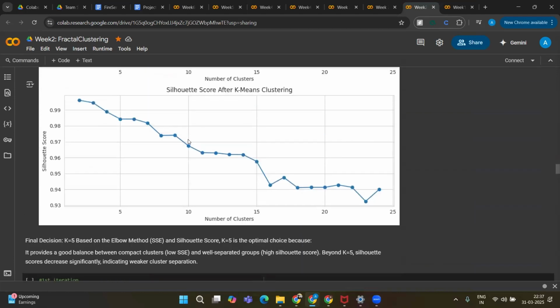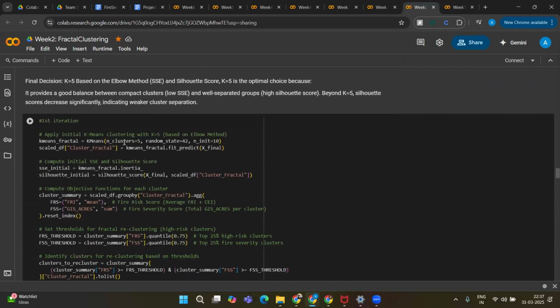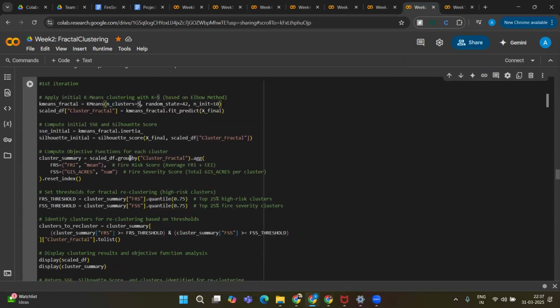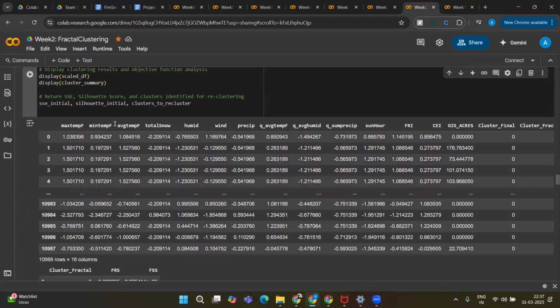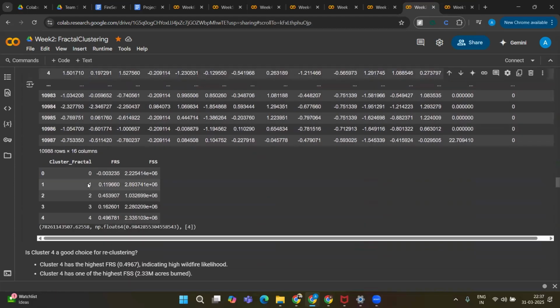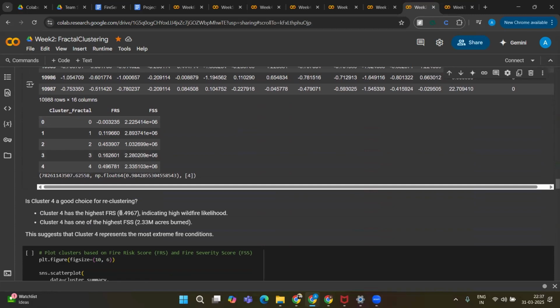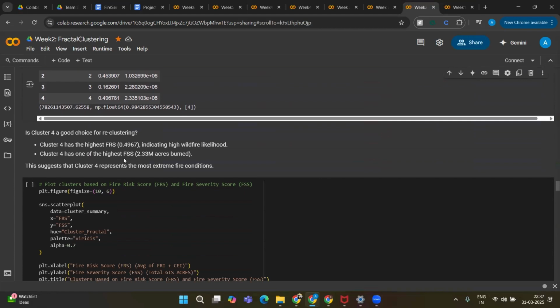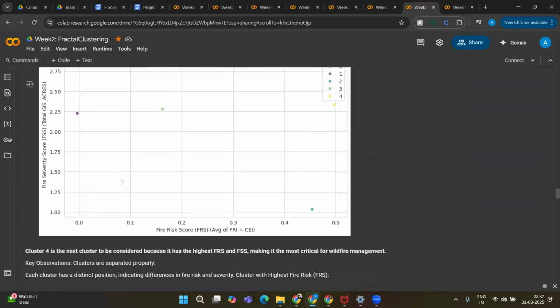Based on that, I think we decided upon k equal to 5. This is the first iteration where we took k equal to 5, and we have two other variables that we added over here. As you can see, all of the clustering is done, and we got 5 clusters, out of which we took the fourth cluster for reclustering, because it has high FRS, high FSS risk and severity. So we took that, and then we're just doing the plotting for whatever we got.